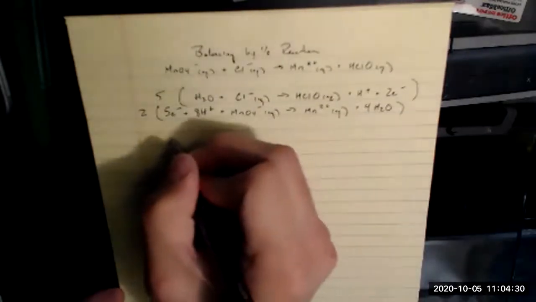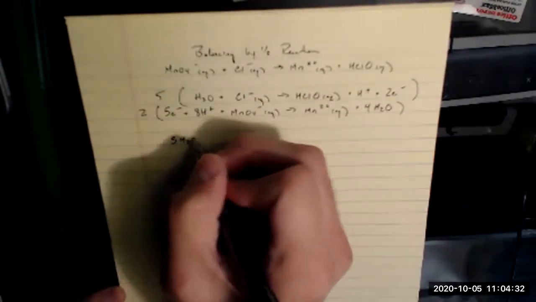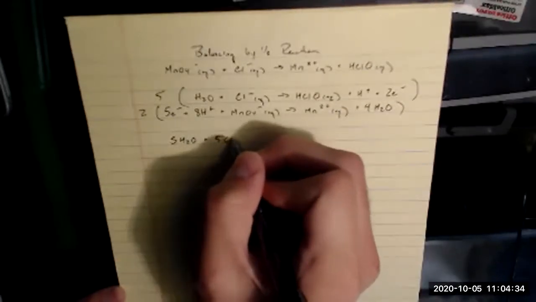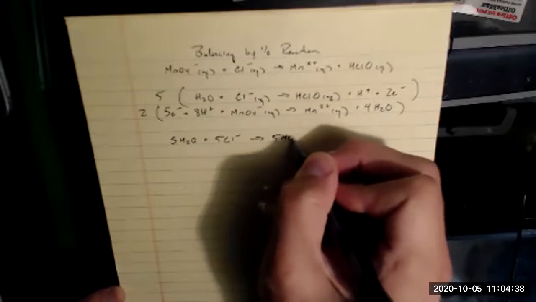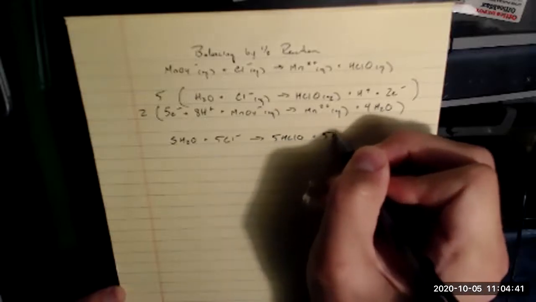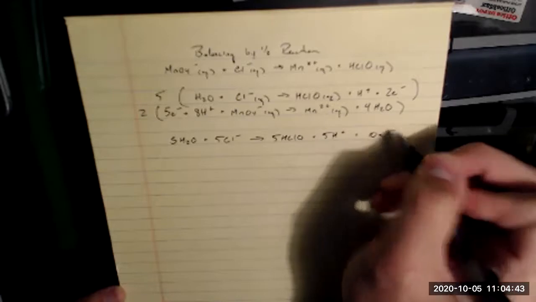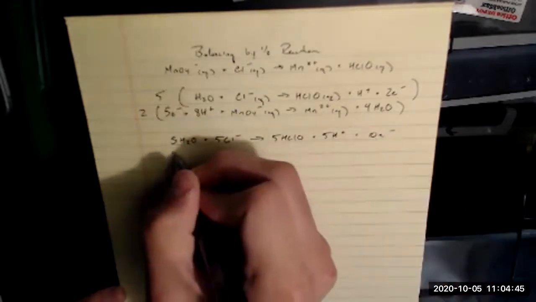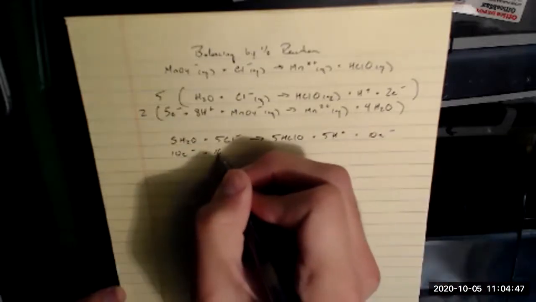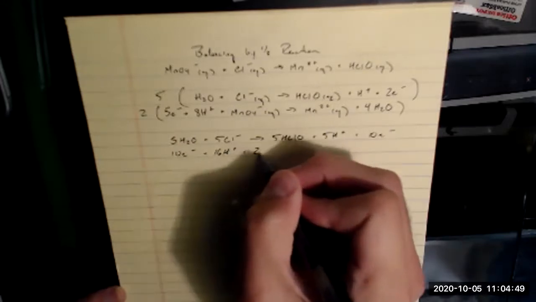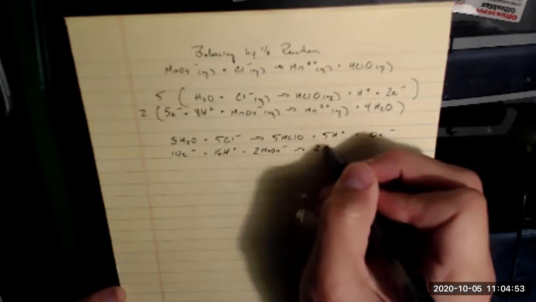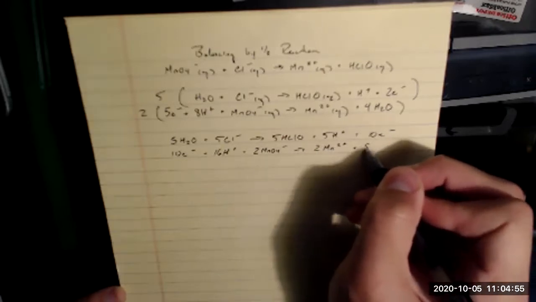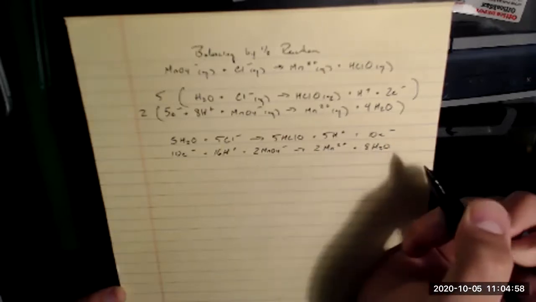So I'll rewrite those. My top half reaction becomes 5 H2O plus 5 Cl minus goes to 5 HClO plus 5 H plus 10 electrons. My bottom reaction, 10 electrons plus 16 H plus 2 MnO4 minus goes to 2 Mn2 plus 8 H2O.